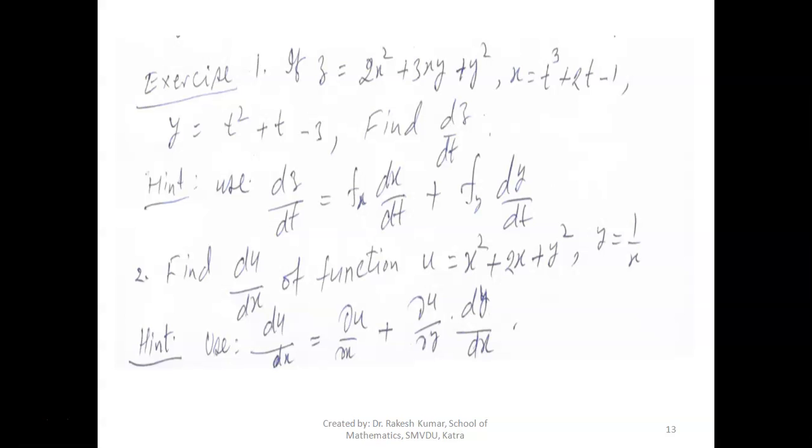Second is to find du/dx of the function u equal to this, and y equal to 1 upon x. So you can see that y is a function of x. In that case, we will use this formula: du/dx equal to del u/del x plus del u/del y into dy upon dx here.